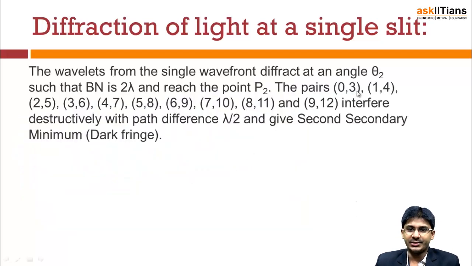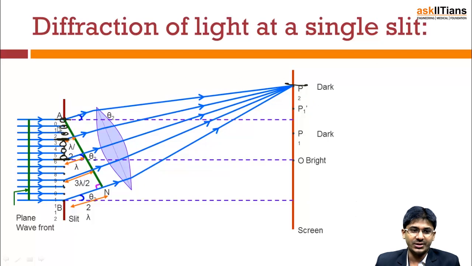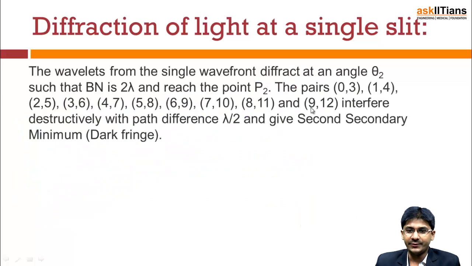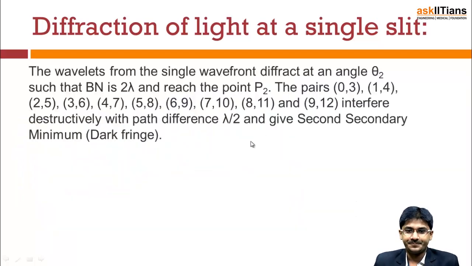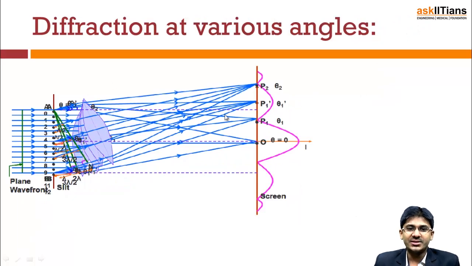And the same idea here, the pairs 0 and 3, 1 and 4, 2 and 5, they interfere destructively with path difference lambda by 2, giving a minima. So this is what I have shown.